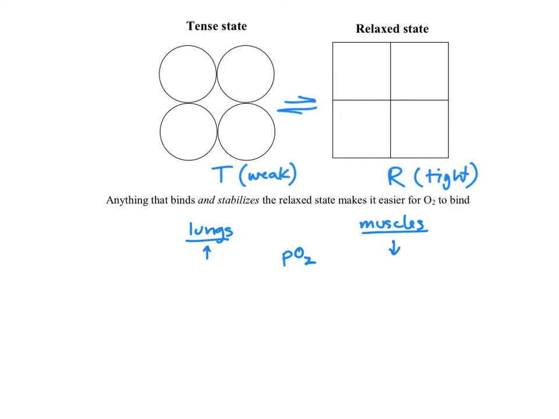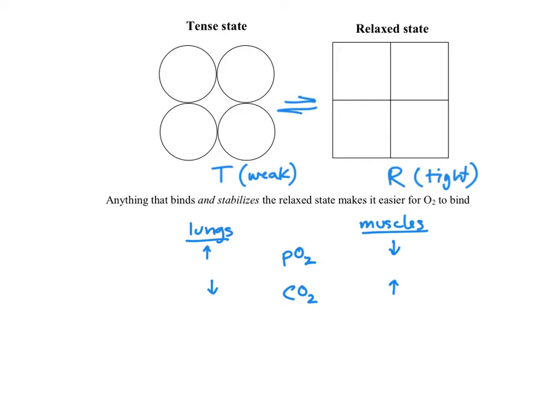Maybe some of you know that CO2 levels are going to be higher in active muscles than in the lungs. Why is that? Because CO2 is produced when we burn up our fuels, and we build it up, and it has to get exported to the lungs where it gets breathed out, and therefore there's less in the lungs because it's gone and more in the muscles.